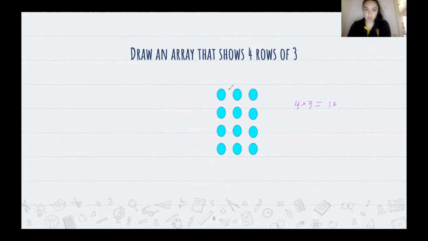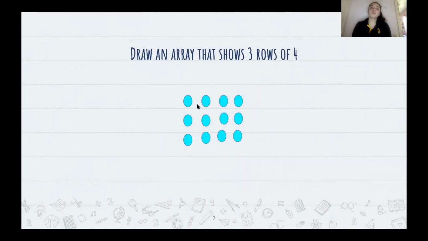There should be 12 circles here. So I have 3, 6, 9, and 12. So there are 1, 2, 3, 4, 5, 6, 7, 8, 9, 10, 11, 12. So that is correct. We have the right answer, and we used skip counting to find that. We're going to take a look at the next one that's going to help us with our commutative property question.